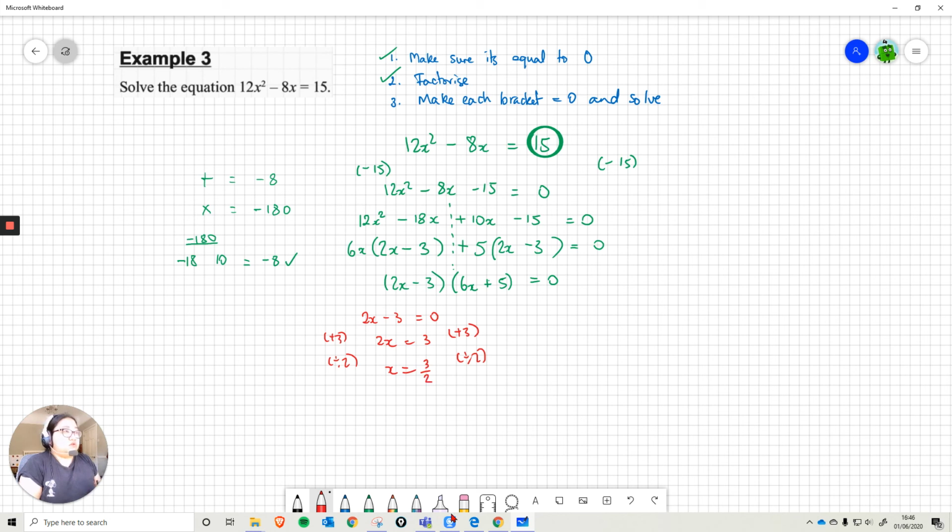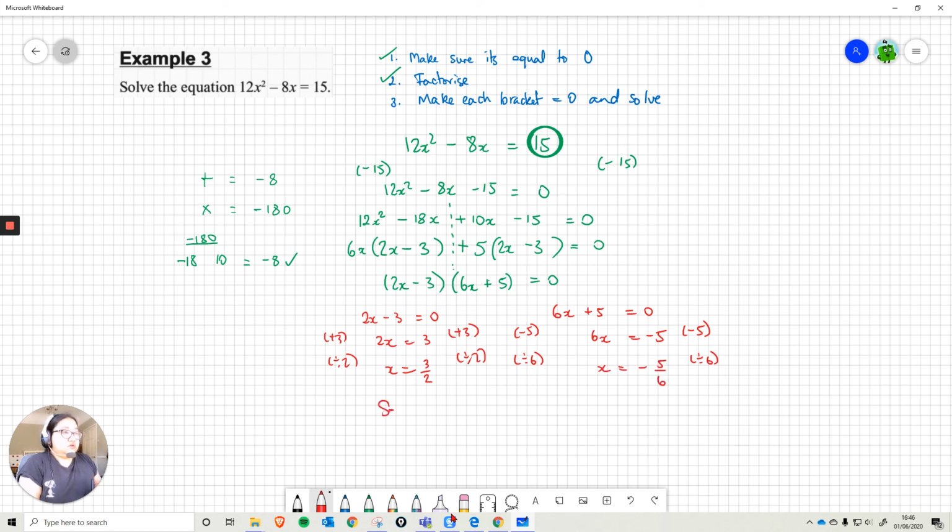Okay, I'm going to do the same with the second bracket. 6x plus 5 equals 0. Minus 5 from both sides. So 6x equals minus 5. And then I'm going to divide by 6. So x equals negative 5 over 6.